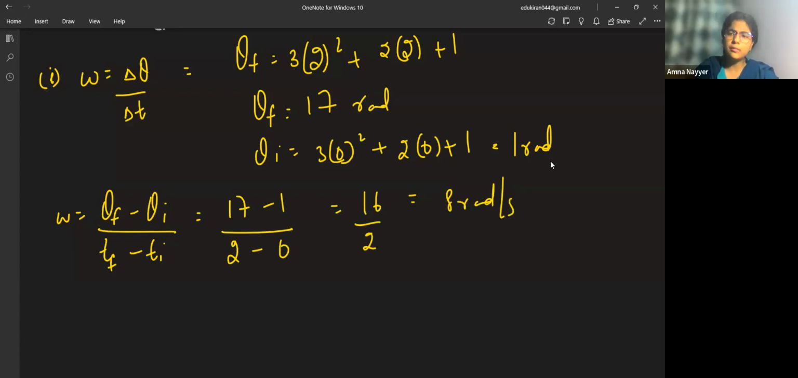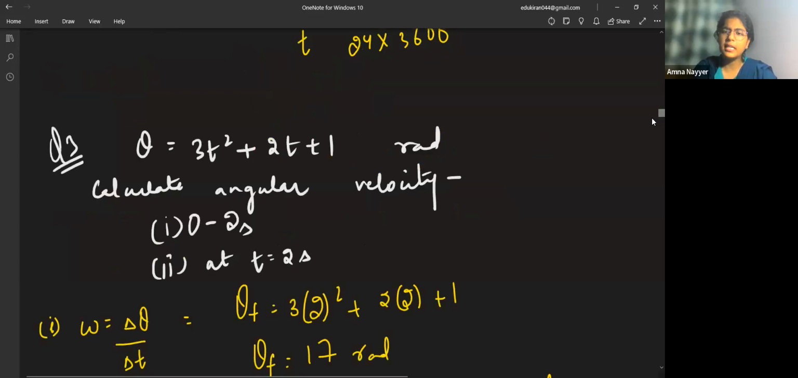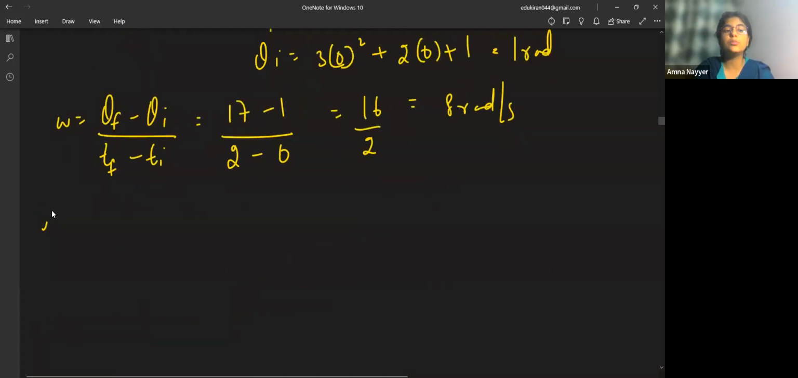We have done a very similar question in linear velocity. You will be able to handle all these questions, but those who are not able to handle these types of questions till now, it means you are weak with your calculus. Let me know if you still need extra classes of calculus, differentiation, integration. These are very basics. The second part says at t equal to 2 seconds, so exactly at t equal to 2 seconds you are calculating the angular velocity.